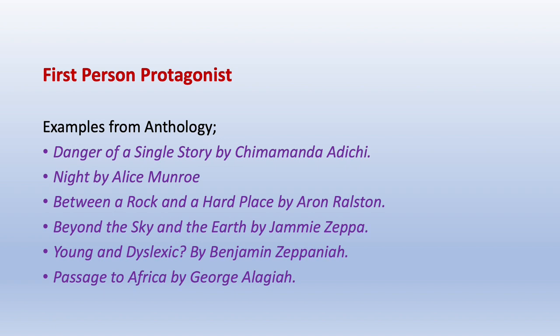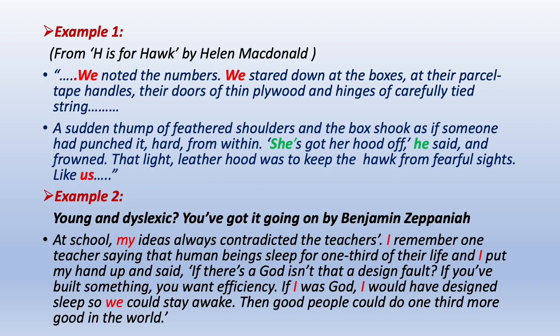There are a number of examples for first person protagonist in the Edexcel anthology. Now let's take one of them. In H is for Hawk, Helen MacDonald is the first person protagonist who is relating her own story. The scene happens to be a pet store where Helen is choosing the very bird she is dreaming of. That is a hawk. So here the pronouns we and us refer to Helen and the shopkeeper, whereas he refers to the shopkeeper and the pronoun she refers to the hawk which her attraction goes to.